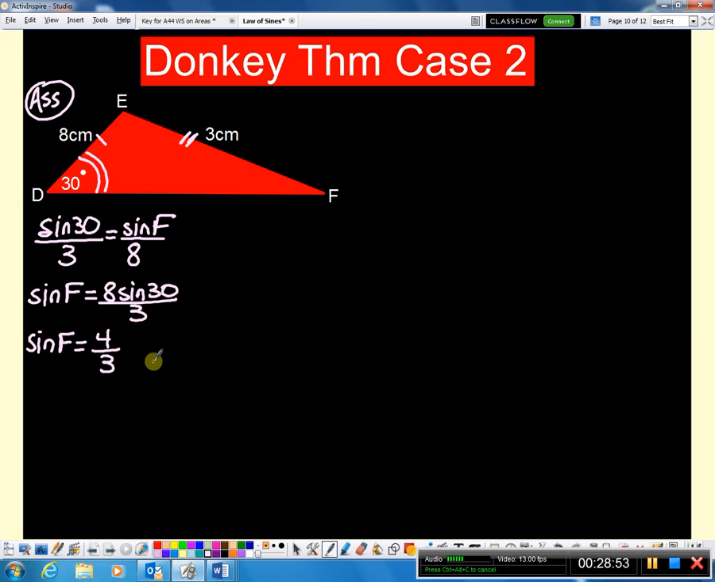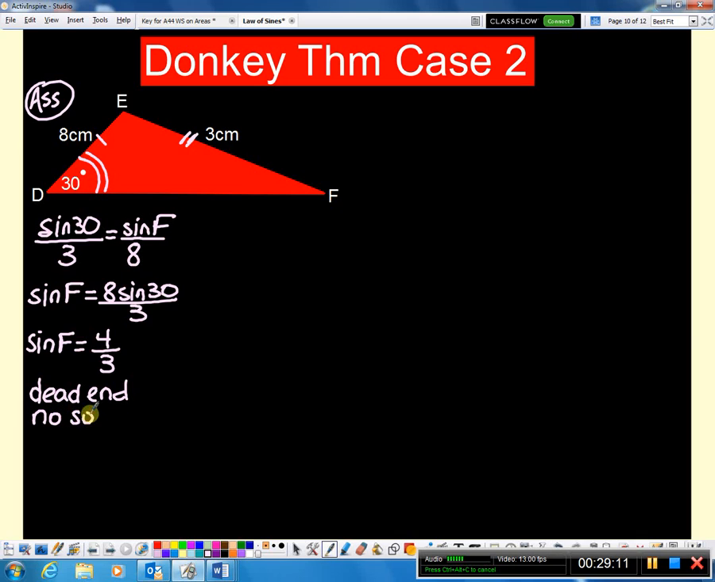I can't do sine f equals 4/3 because 4/3 is larger than 1. So in the last chapter, you would have stopped and said, wait a minute, that's a dead end. Okay, it's still a dead end this chapter. So you might be thinking, no solution?